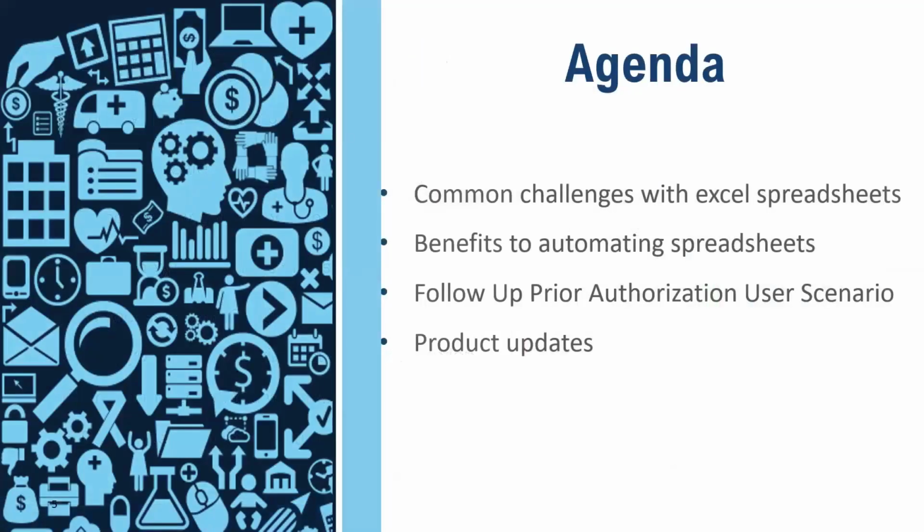All right, so on our agenda today, we're going to be talking about the common challenges with Excel spreadsheets, which I'm really excited about. And we're going to be using an example from a prior authorization process that I did a couple of months ago. And I'm excited to show you guys. I'm hoping that you'll be able to relate it to the experiences that you have with Excel spreadsheets and the benefits to automating those Excel spreadsheets, which we'll also be talking about today. And at the very end, we have some product updates for you.